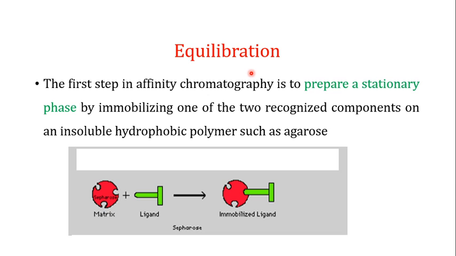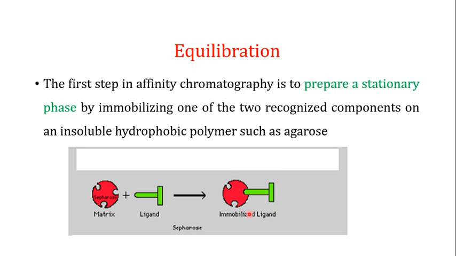This first step is actually to prepare a stationary phase by immobilizing one of the two recognized components on an insoluble hydrophilic polymer such as agarose. So you have got two recognized components, your target and your ligand. In this particular case, you have to immobilize your ligand. Say, for example, if this is the matrix, say this is the saccharose, you add your ligand to this saccharose. So now the ligand has been immobilized.